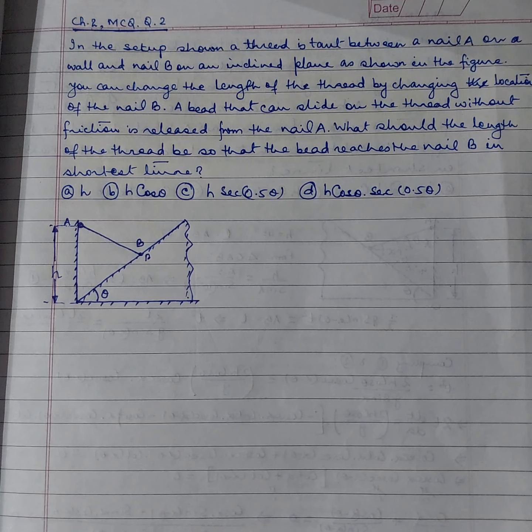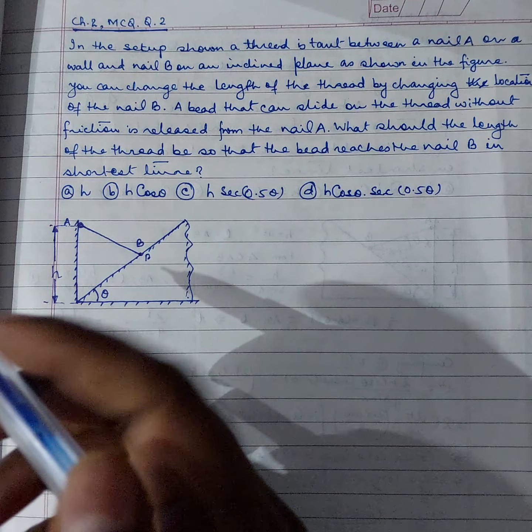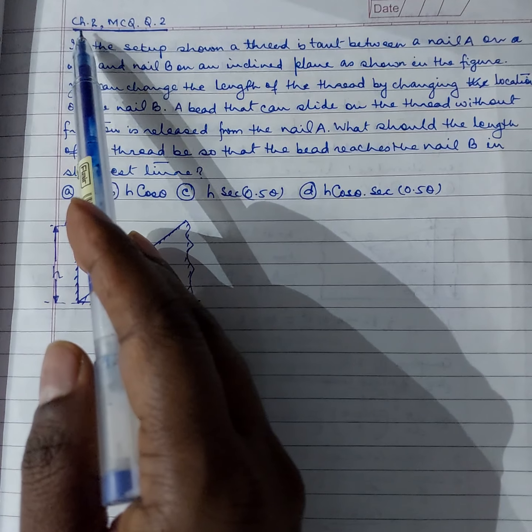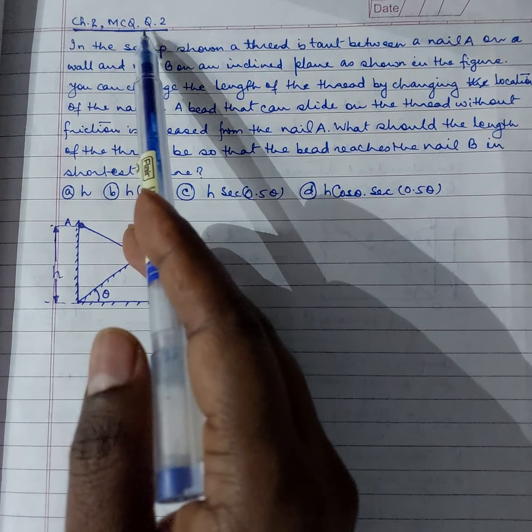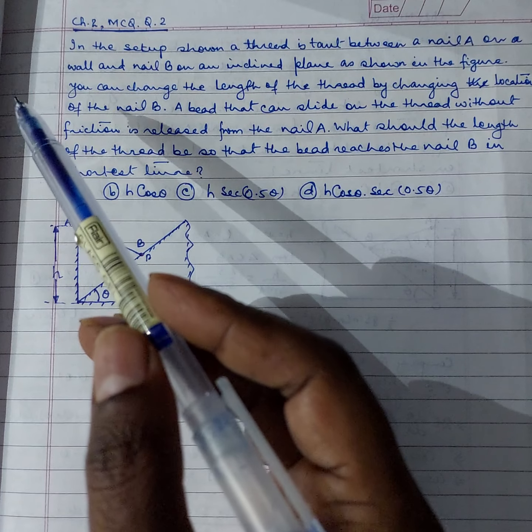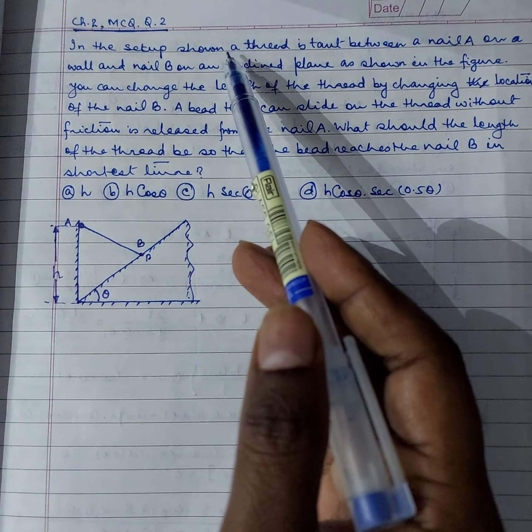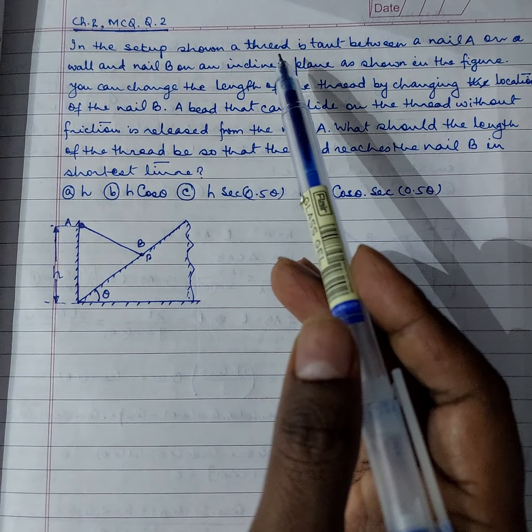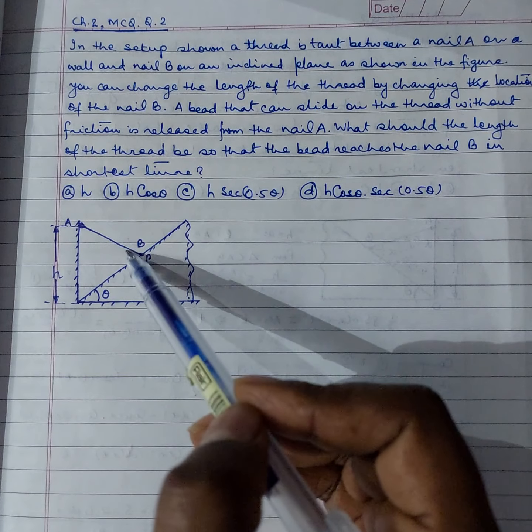Hello everyone. This question has been taken from Olympiad Pathfinder Chapter 2, Multiple Choice Question, question number 2. In the setup shown, a thread is taut between a nail A on a wall and nail B on an inclined plane as shown in the figure. You can change the length of the thread, AB is the thread, by changing the location of the nail B.